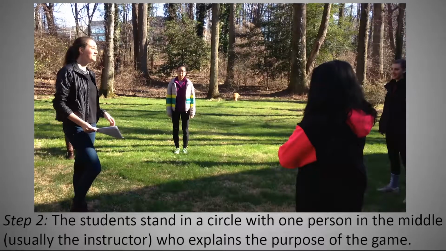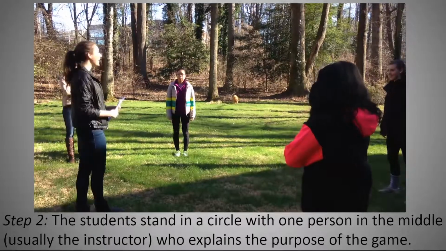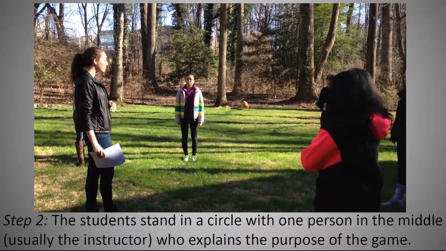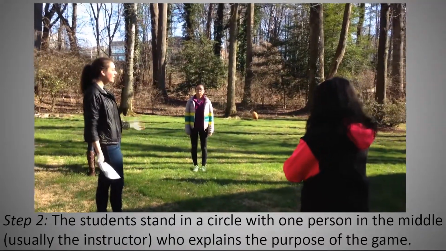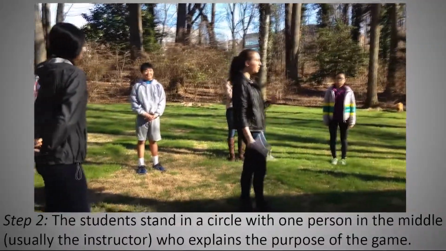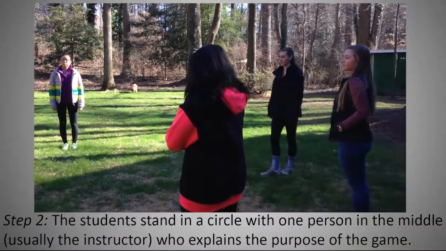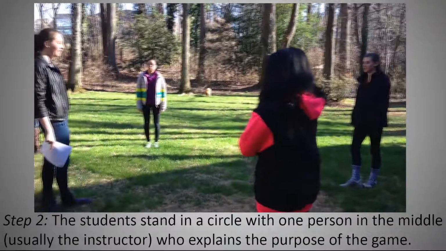Step 2. The students stand in a circle with one person in the middle who explains the purpose of the game. Predator Prey, and basically the point of this game is to show kids the relationship between different animals and the different predator-prey relationships, and teach kids what that actually means and why that's important in nature.